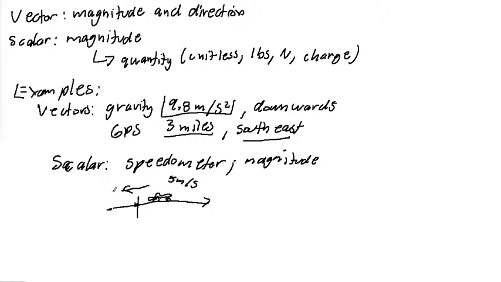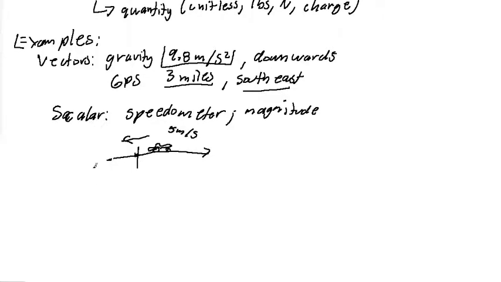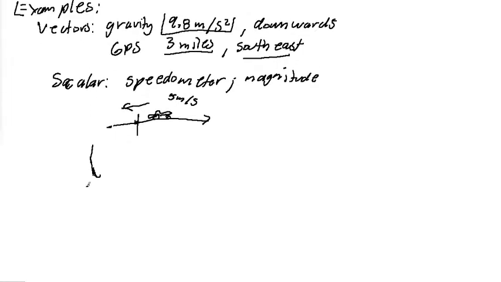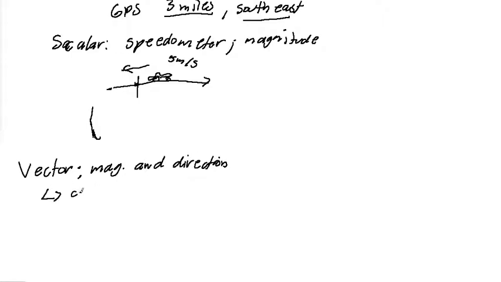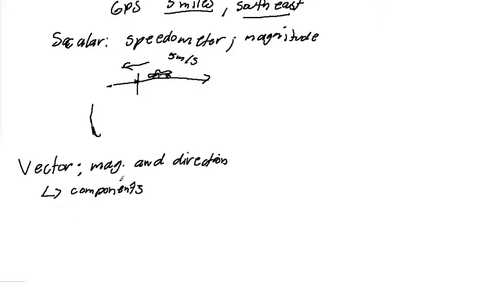Now, moving on and further developing on the idea of vectors. A vector, because it has both magnitude and direction, will have components. And components is just a fancy word for saying the x and y component.